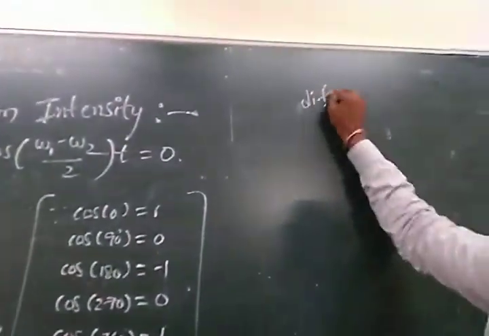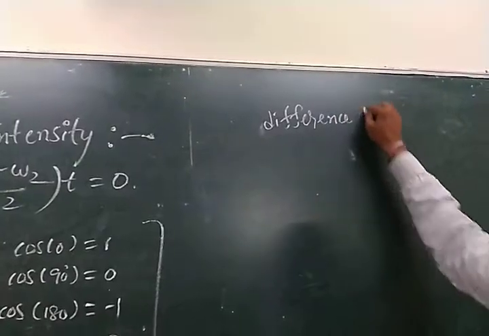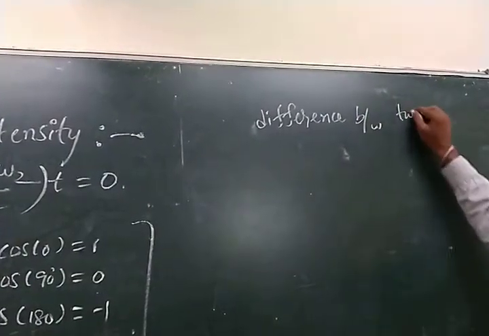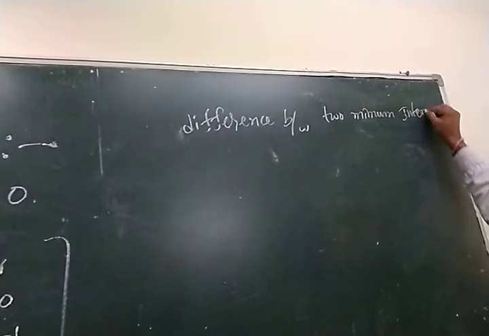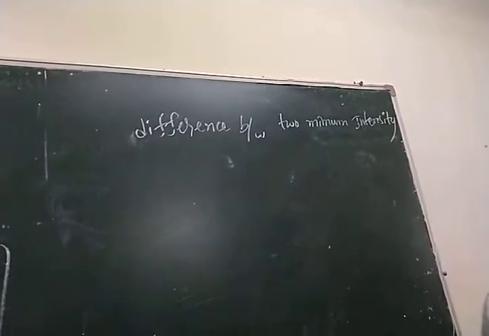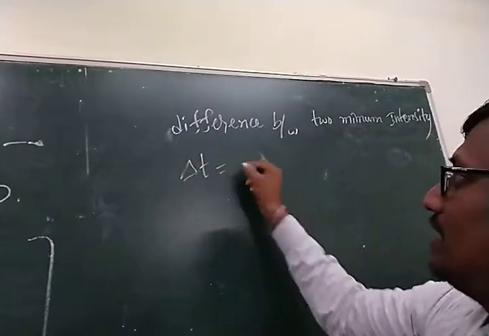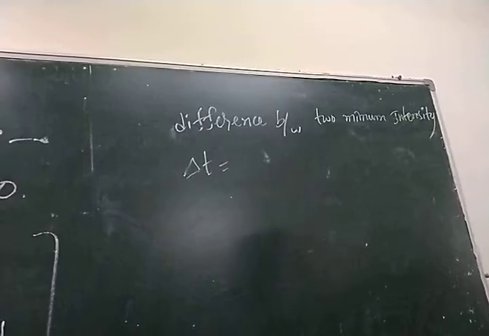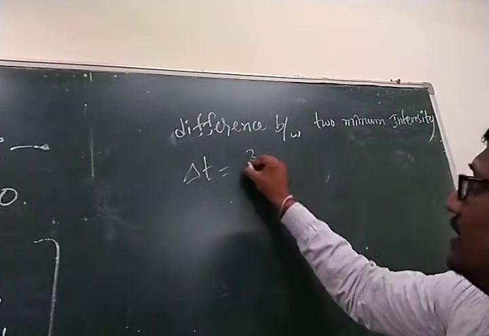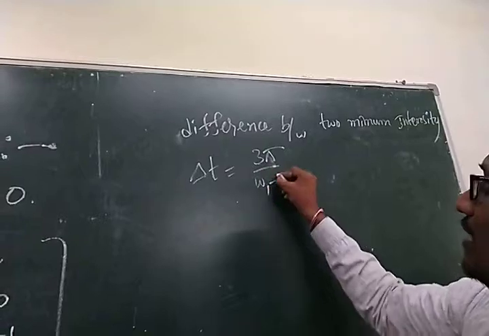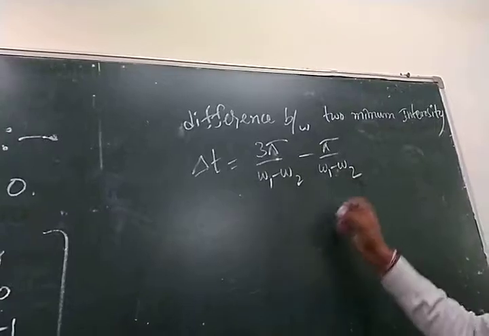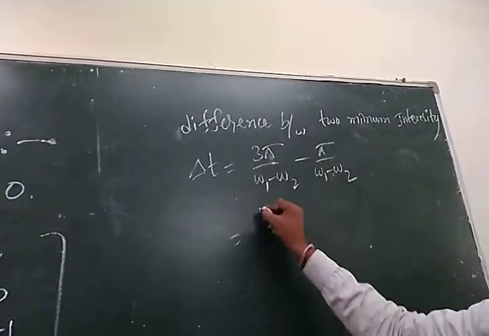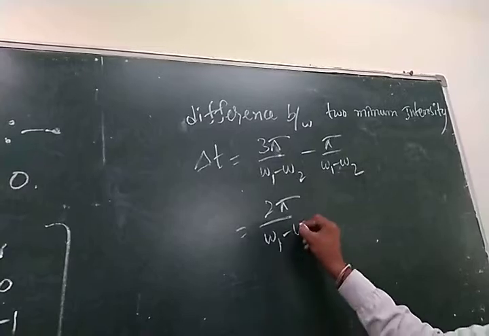Therefore, the difference between two minimum intensities, see, that is delta t, is equal to the first two or the second two, any one will do. See here, 3π by (ω1 − ω2) minus π by (ω1 − ω2). How much is there again? 3 minus 1, that is 2π by (ω1 − ω2).